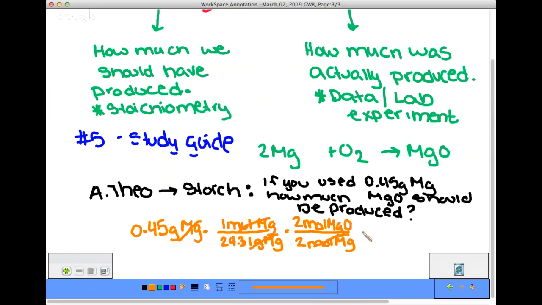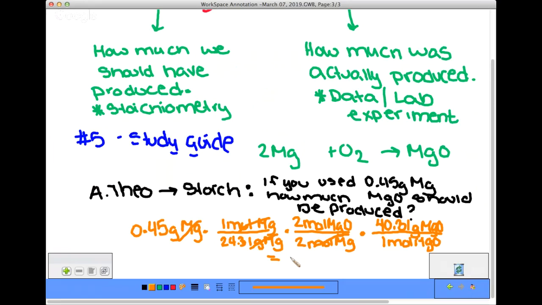And then we're going to use our molar mass of magnesium oxide. So 1 mole of magnesium oxide, and our molar mass of magnesium oxide is 40.31 grams of magnesium oxide. And if we calculate this, this is how much we should have gotten. So let me calculate this really fast.